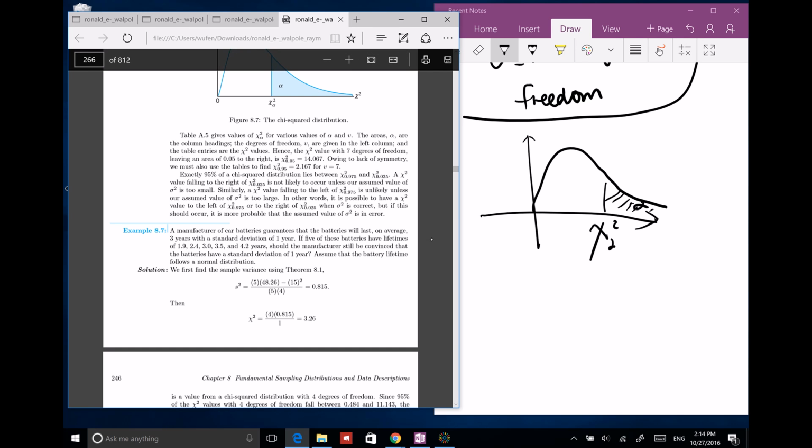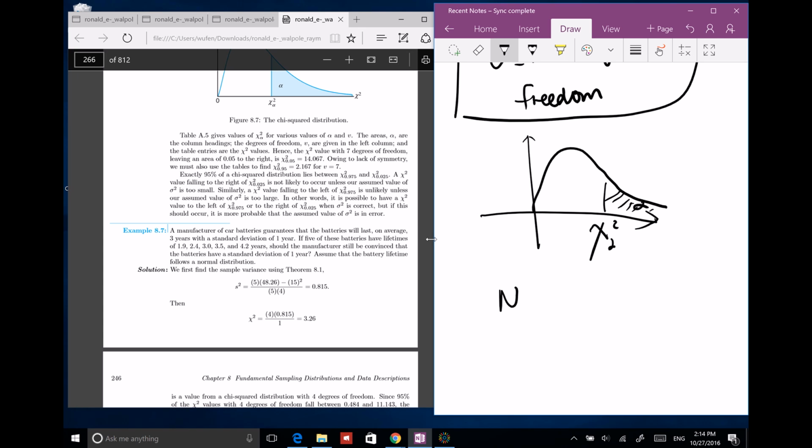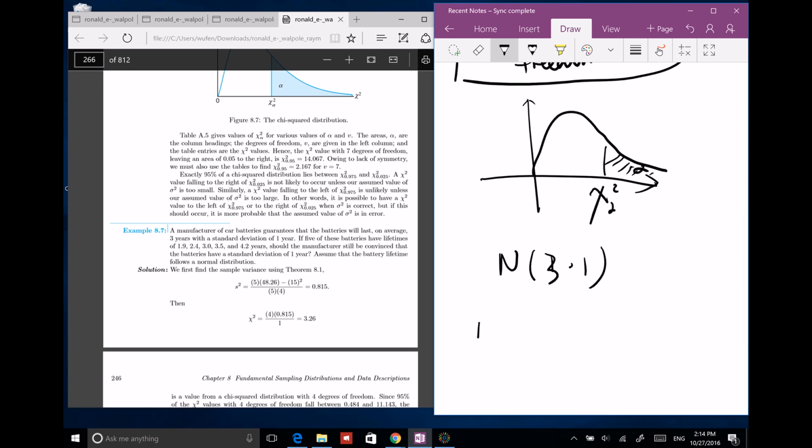So first, let's look at example 8.7. A manufacturer of car batteries guarantees that the batteries will last on average 3 years with a standard deviation of 1 year. It says the distribution is normal with mean 3, and the standard deviation is 1. If 5 of these batteries have lives of 1.9, 2.4, 3.0, 3.5, 4.2.